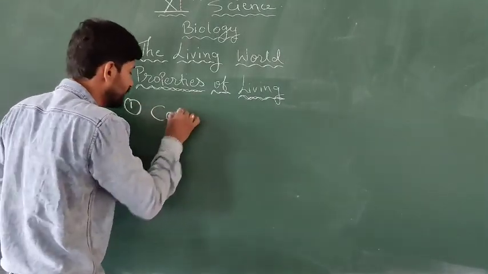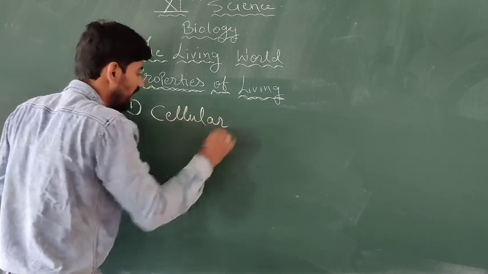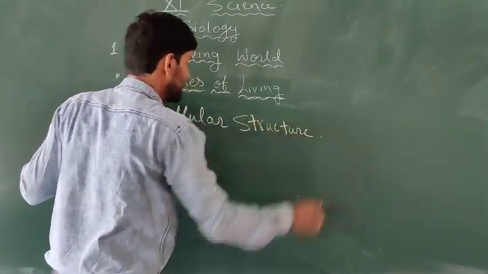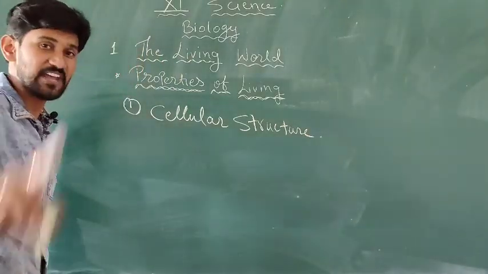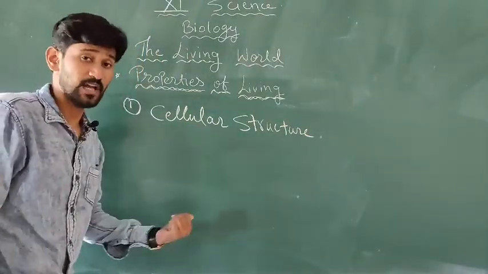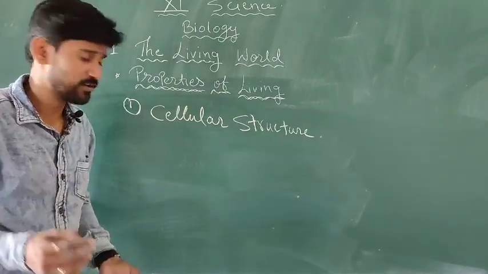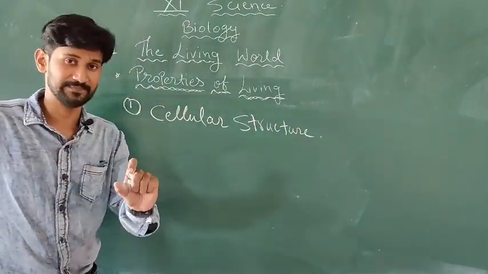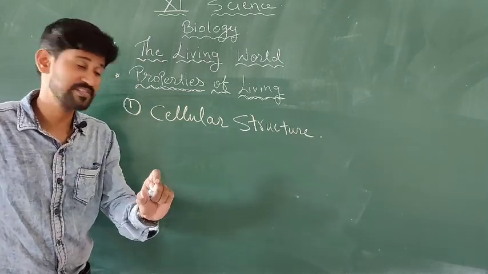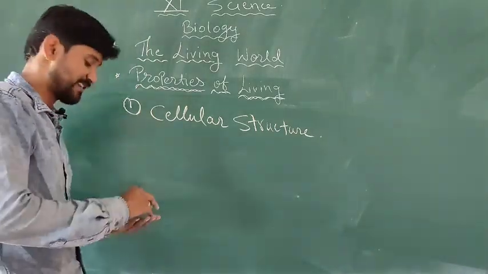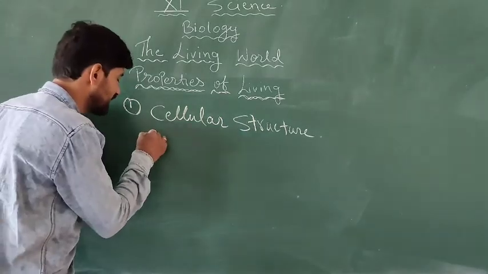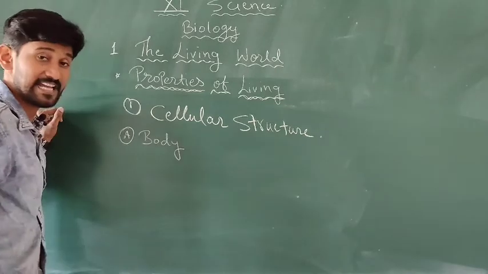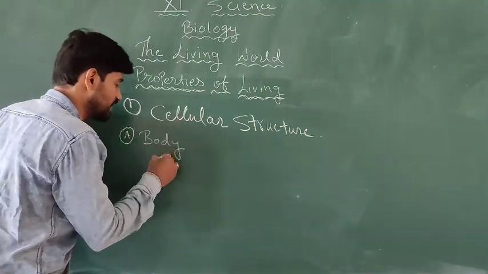Property is known as cellular structure. So cellular structure is our first definitive property. So what is cellular structure? Like we have already mentioned, every living organism is made up of cells. Human beings are also made up of cells, but cells are again classified into types. First I will mention type A, that is body organization of cell.